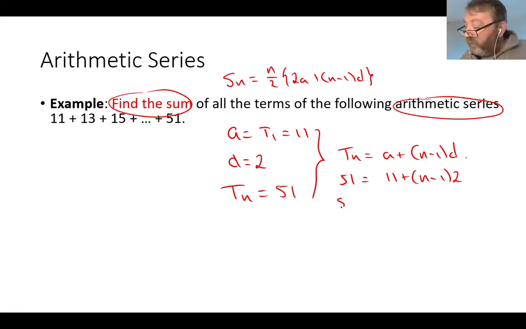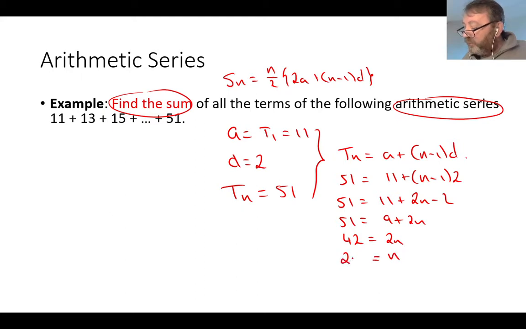Now manipulate your formula. 51 equals 11 plus, multiply these two both by 2, 2n minus 2. 51 is equal to 9 plus 2n. Now subtract 9 from both sides. 42 is equal to 2n. So n is equal to 21. And there's the last part of that puzzle.